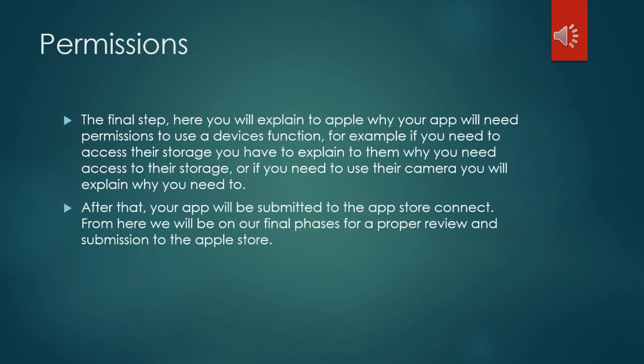The final step. Here, you will explain to Apple why your app will need permissions to use the device's functions. For example, if you need to access their storage, you have to explain to them why you need to access their storage. Or if you need to use their camera, you'll explain why you need to. After that, your app will be submitted to the App Store Connect. From here, you will be on your final phases for proper review and submission to the Apple Store.